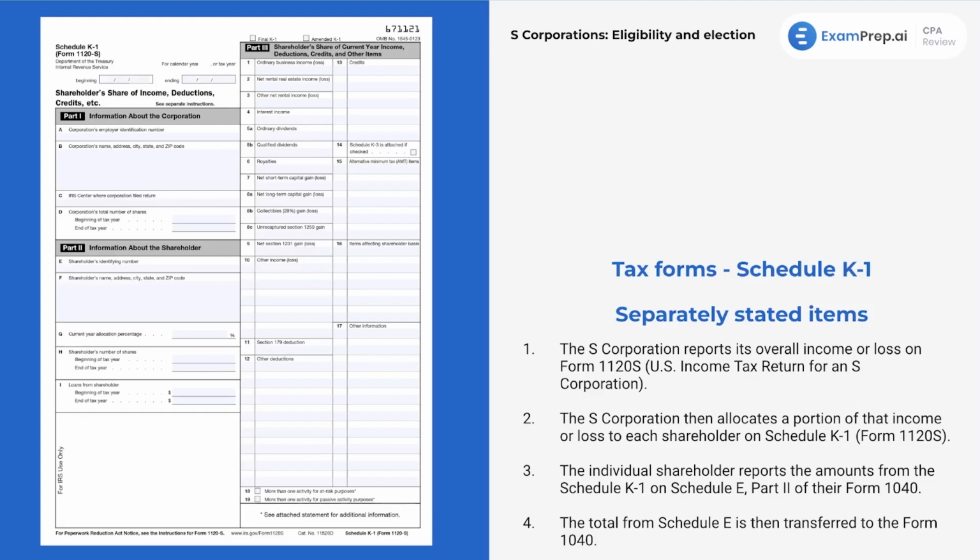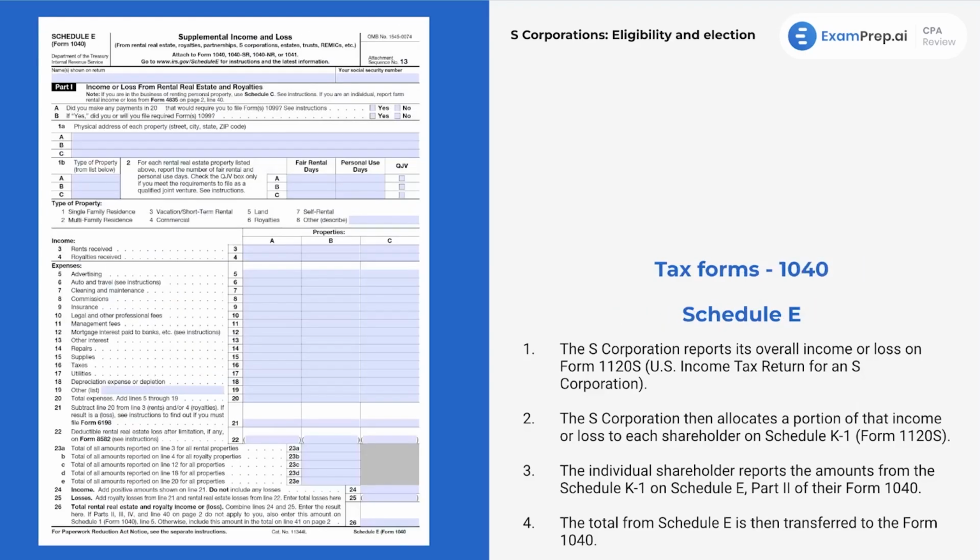Let's move on to the next slide. All right, now we're back on the 1040, throwback to our individual income tax. This is the Schedule E. And look at this. This is where you're going to report a lot of these items.